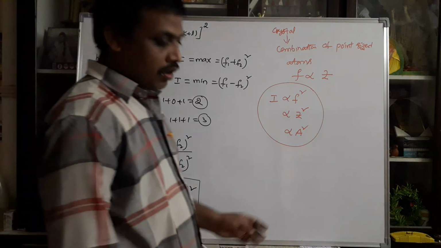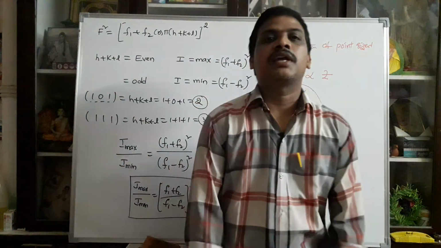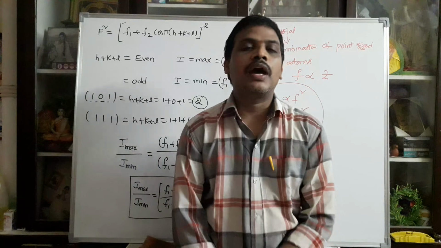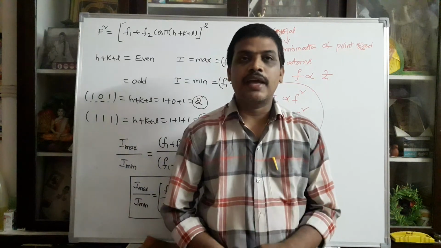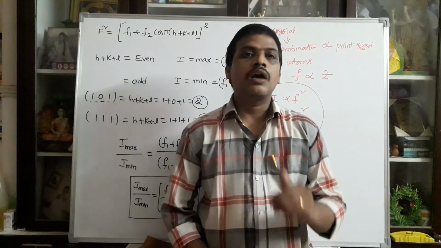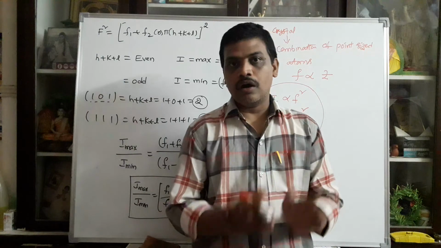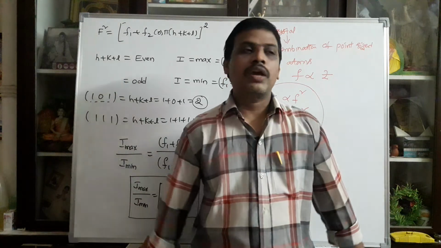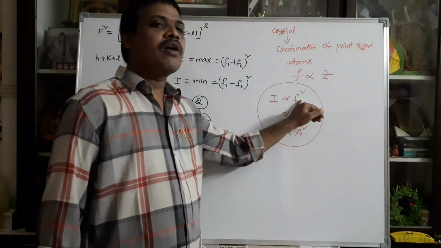So how to calculate the intensity? The intensity of diffracted X-rays cannot be calculated directly. First of all, you know that the intensity of the diffracted X-rays cannot be found or determined directly. In an indirect way, you can calculate the intensity of diffracted X-rays by calculating the form factor value.